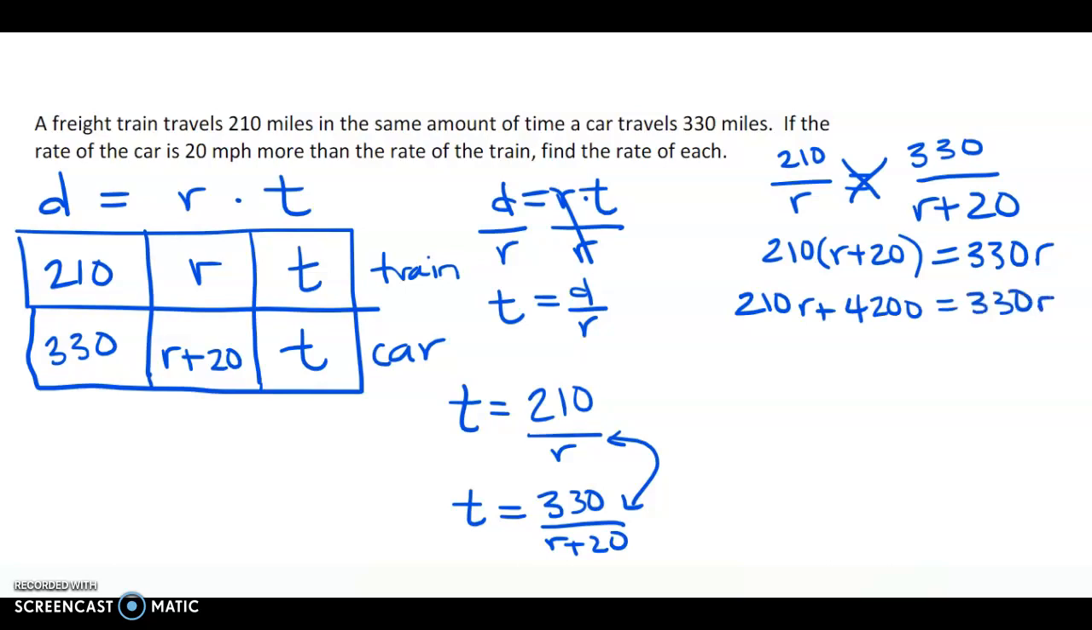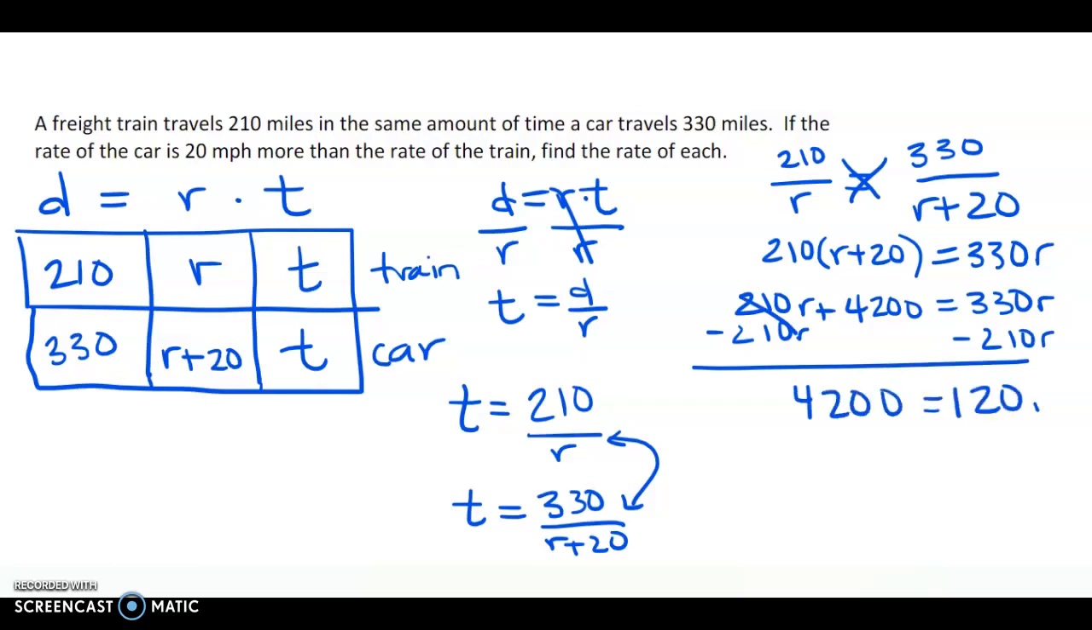Now that we're simplified, let's get our variable terms on the same side. So we'll subtract 210r from each side. So those cancel. I'm left with 4200 equals 120r. I divide by 120 on each side. And so then r is going to equal 35 miles per hour.